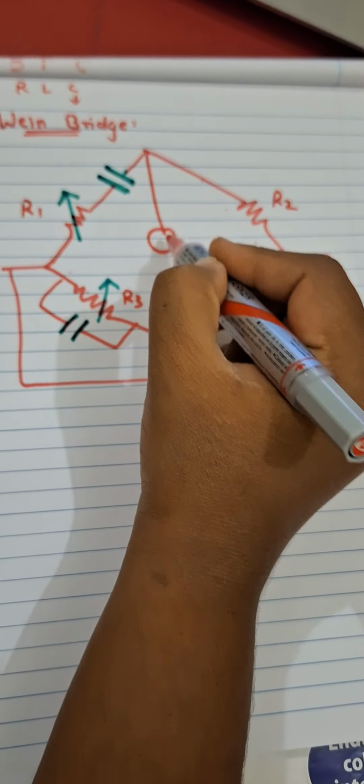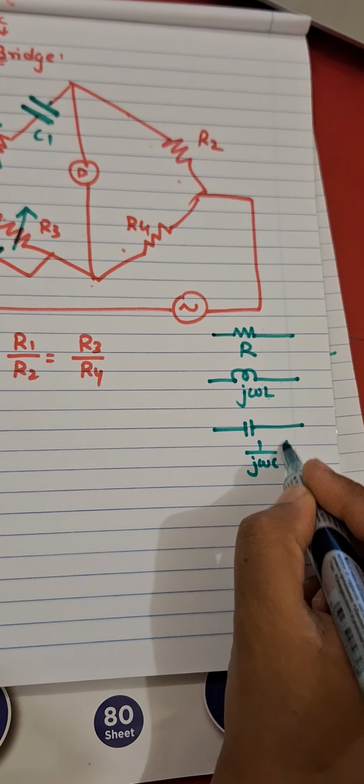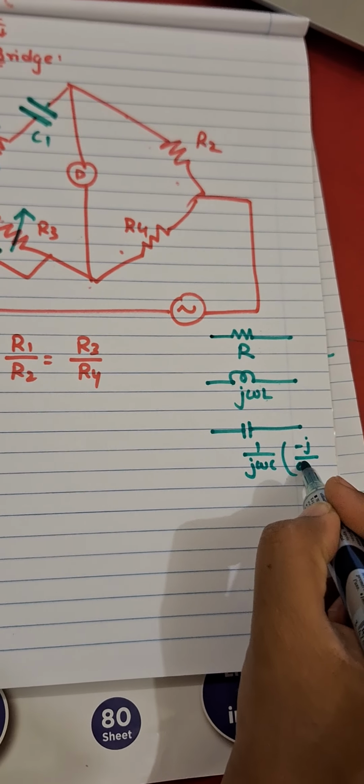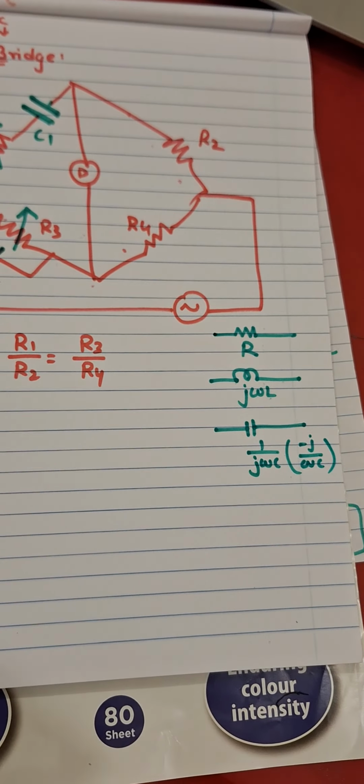So usually what is the bridge technique? We are saying R1 by R2 is equal to R3 by R4. You should remember that if you are having a resistance in the circuit, you are going to write it as R. Inductance in the circuit, you are going to write it as j omega L. Capacitance in the circuit, you are going to write it as 1 by j omega C or minus j by omega C. Anything is considerable.